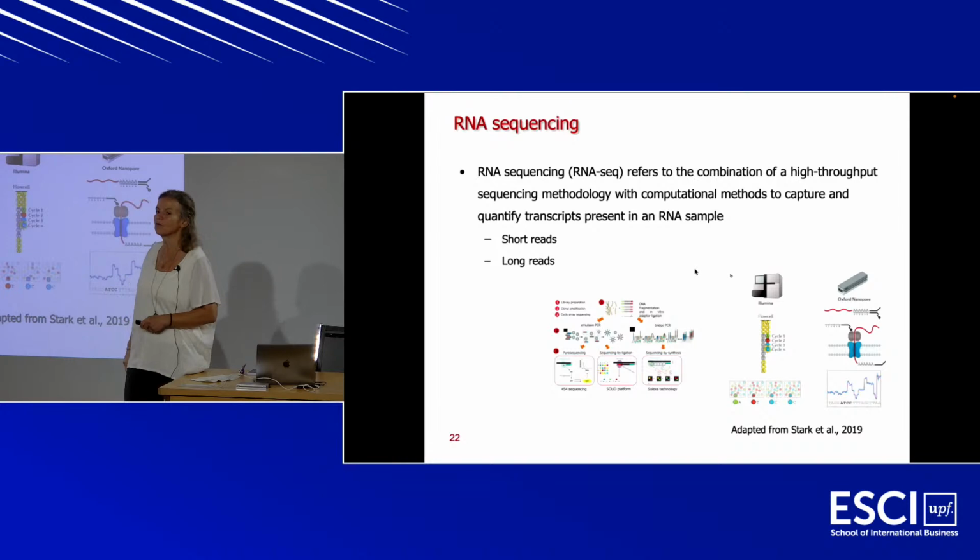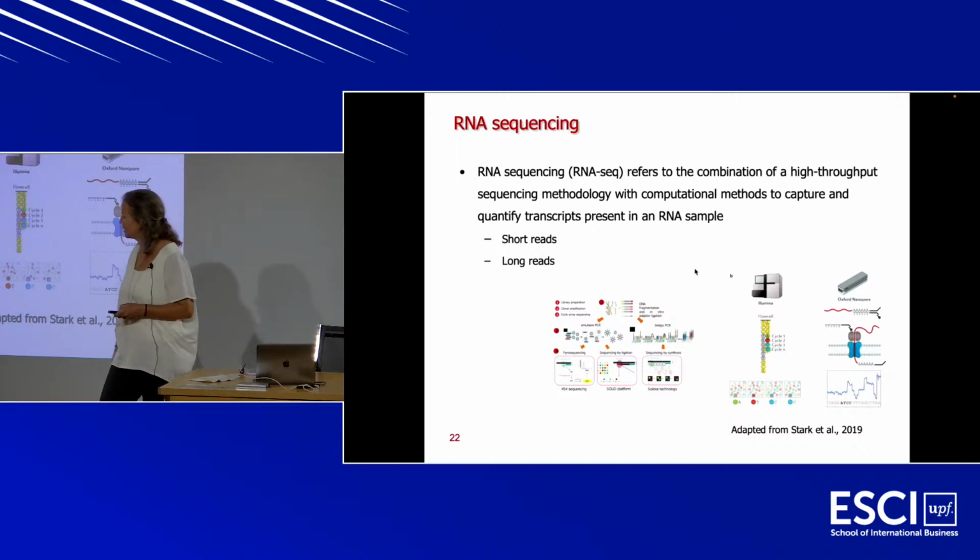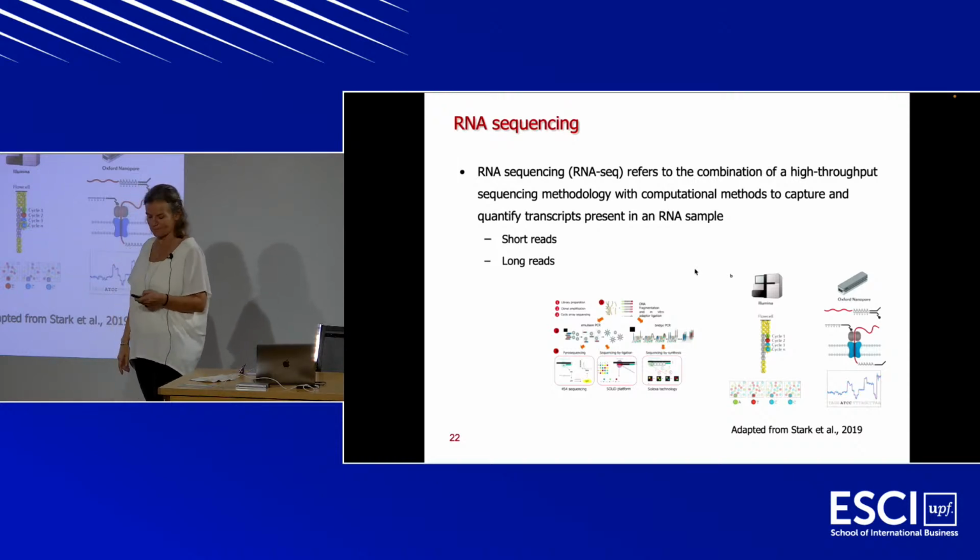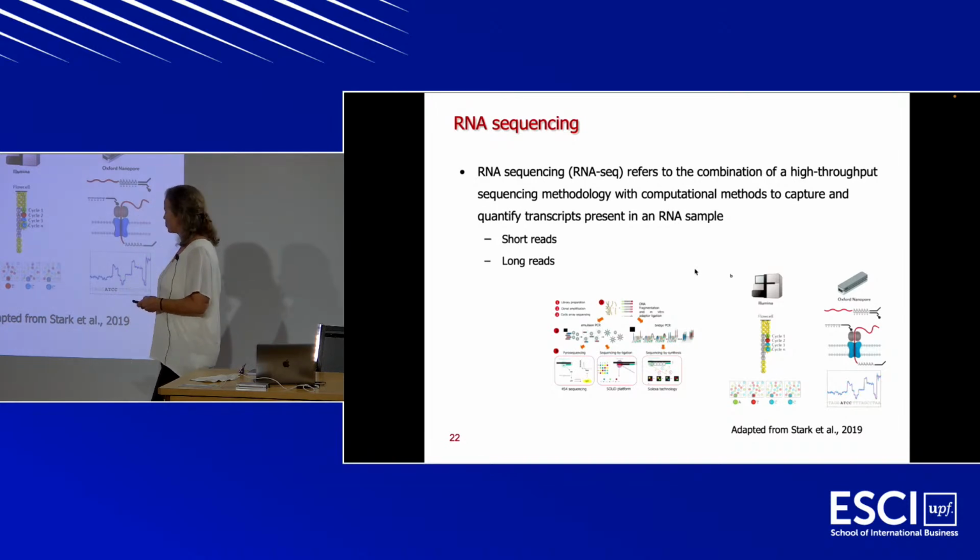And then we have long reads. Long reads are more than 1,000 base pairs, and this is very convenient when you don't have special bioinformatic pipelines or a lot of different equipment in the lab. So we can also distinguish different technologies for short reads and also for long reads.